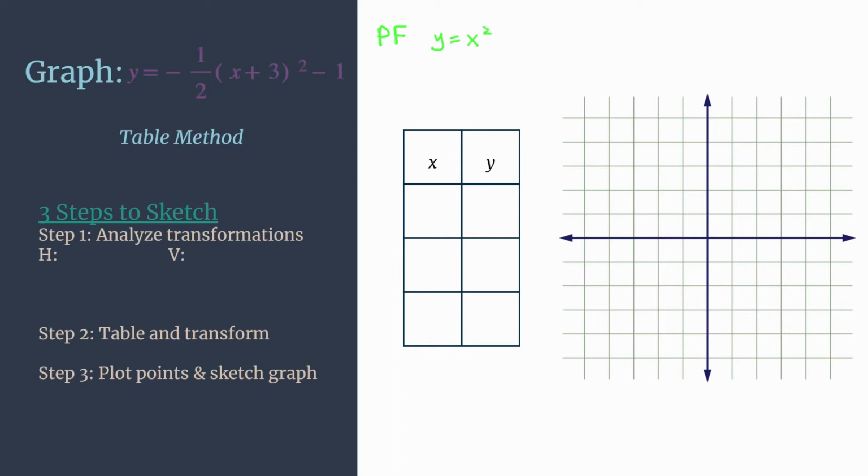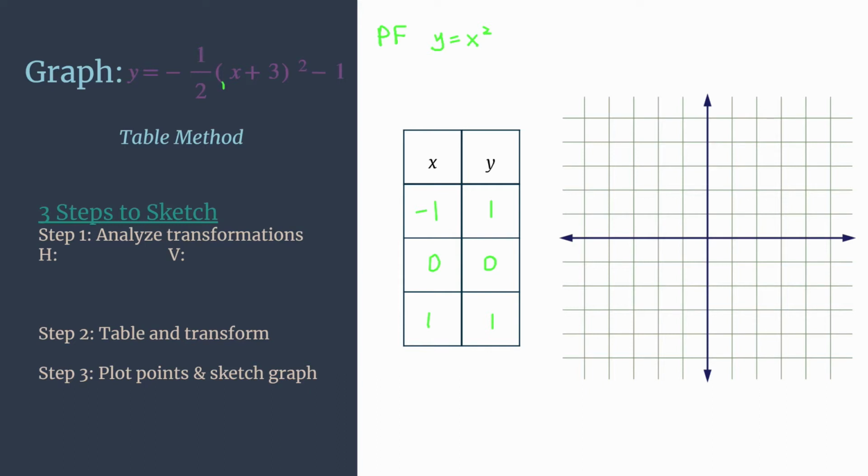If you want to go ahead and put in your parent points, remember this is the graph that's shaped generally like a U, and our main points, the points closest to the origin, are (-1, 1), (0, 0), and (1, 1). Okay, so now we can analyze these transformations.